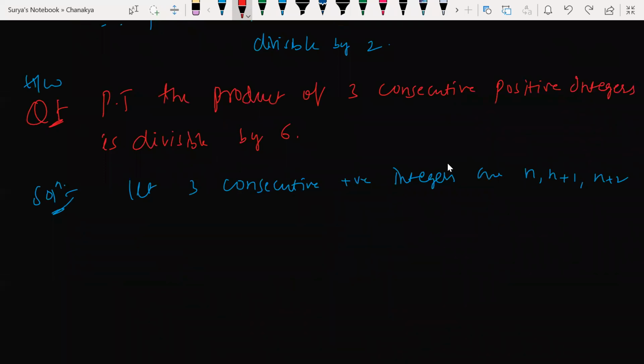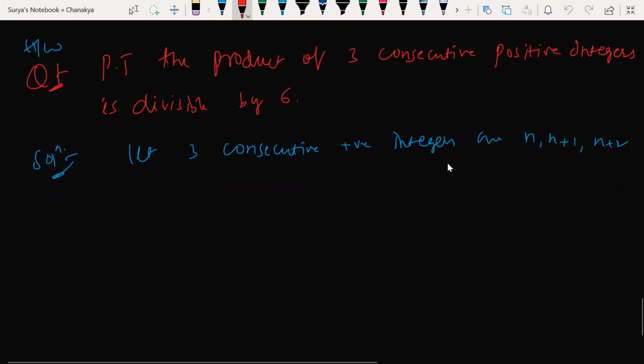Divisor is 6 here. So take 6p plus 1 or 6q plus 1, 6q plus 2, 6q plus 3, 6q plus 4, 6q plus 5, like that. Any 6 numbers you take, or any 3 numbers, and prove that. Very simple, but same procedure as we solved in the last question. Take it as homework. Shall I go for the next question? Okay.